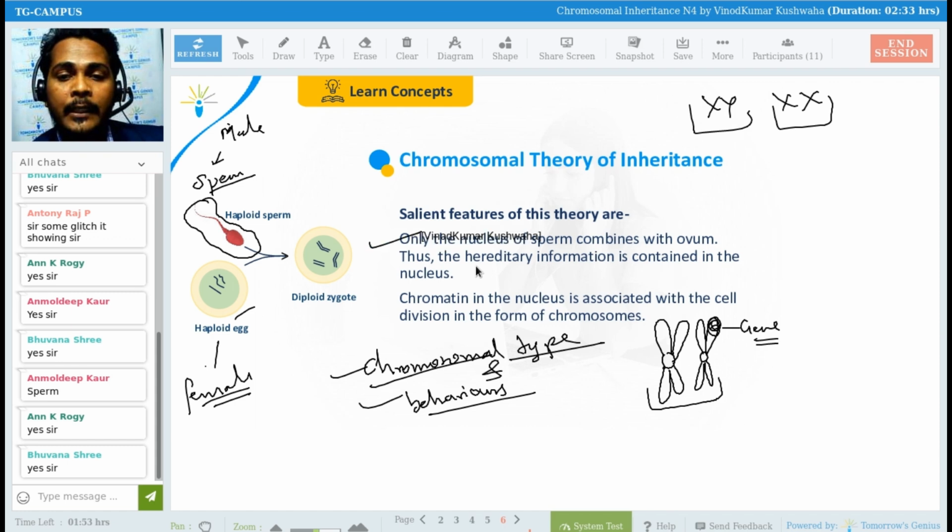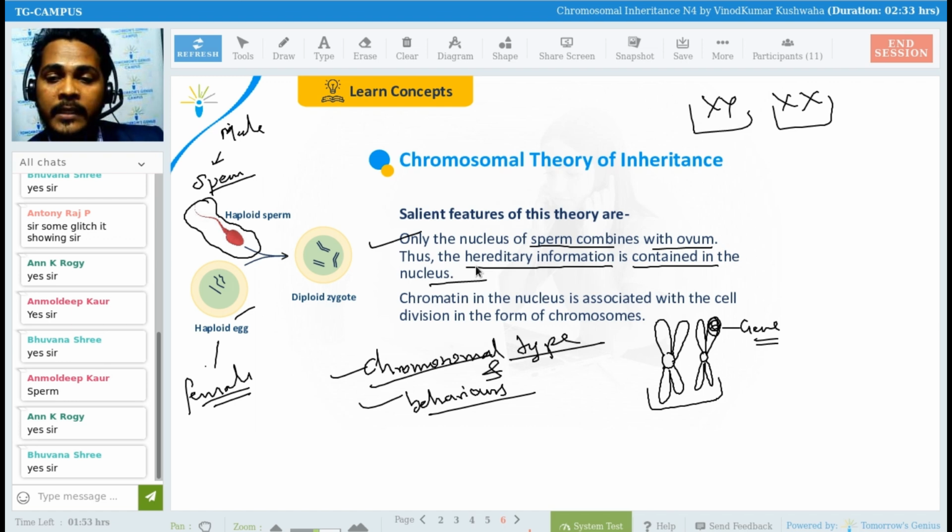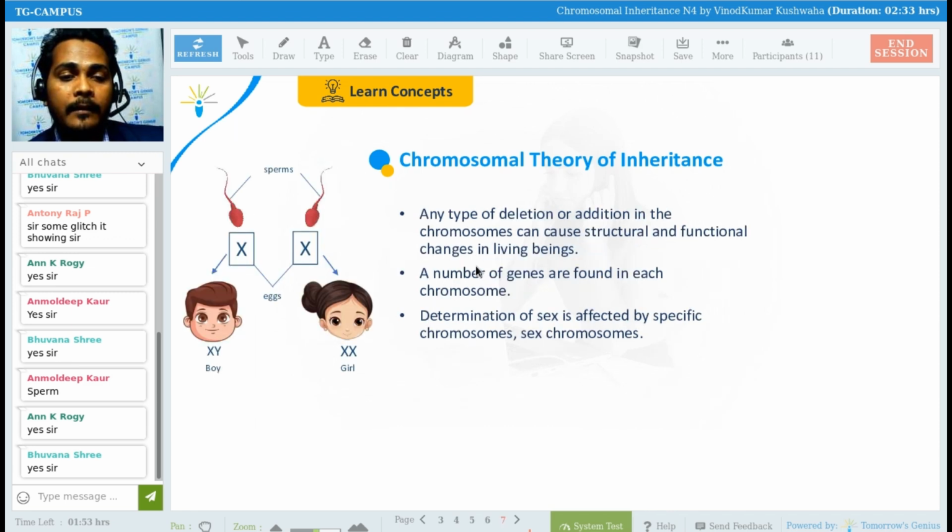So here what is written? Only the nucleus of the sperm combined with the ovum, and thus hereditary information is continued in the nucleus. Chromatin in the nucleus is associated with the cell division in the form of chromosomes. Another characteristic: if genes are present in a specific position of homologous chromosomes, and after that they interact with each other, the cross happens, alleles change. Does it happen when they are in chromosome state?